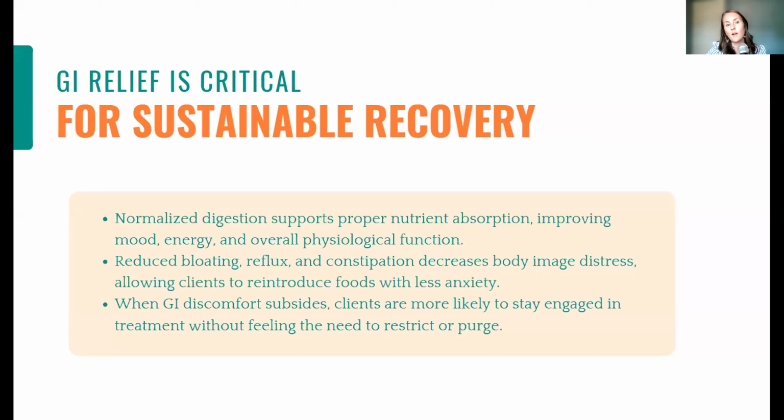When we have normalized digestion, what I mean is that someone can eat food, their body can digest it appropriately. It can extract nutrients from it appropriately. It can then process the food appropriately and then have a bowel movement and excrete it appropriately. That's really the whole process that we're looking at here. This is going to help with mood, with energy, and just overall physiological function. We will see reduction in bloating, in reflux, constipation, body image distress.